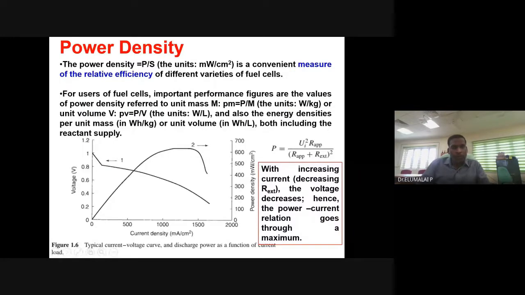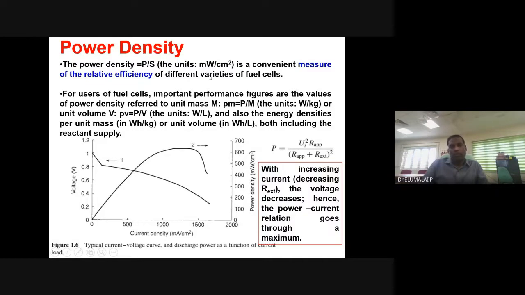I told you in fuel cells, power density is very important. Electrical power we know, current into voltage. What is power density? The power that you can get per centimeter square is the power density. So power by surface area. Usually in fuel cells, it is measured in milliwatt per centimeter square. Of course it can be converted into watt per meter square also. Since the power delivered is very low, you quantify in terms of milliwatt per centimeter square.